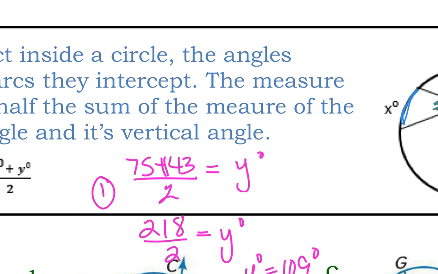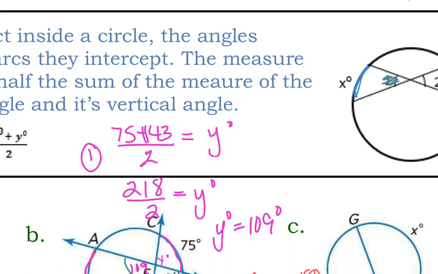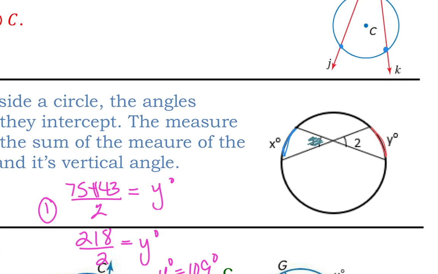What's our x value going to be? 71 degrees. All right. Let's look at the last one. The last one is like the first one. We're just going to go backward. So what arcs do we have? We have 97. And what's opposite of 97?